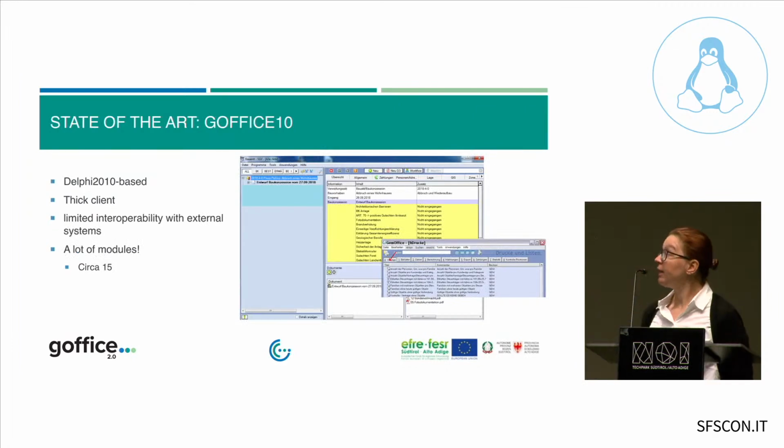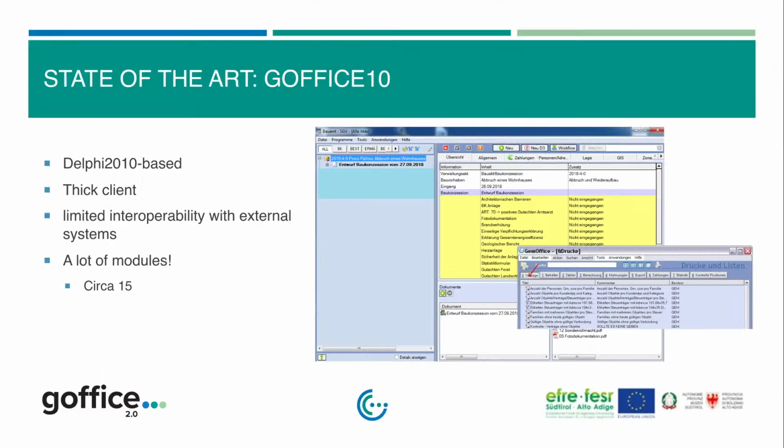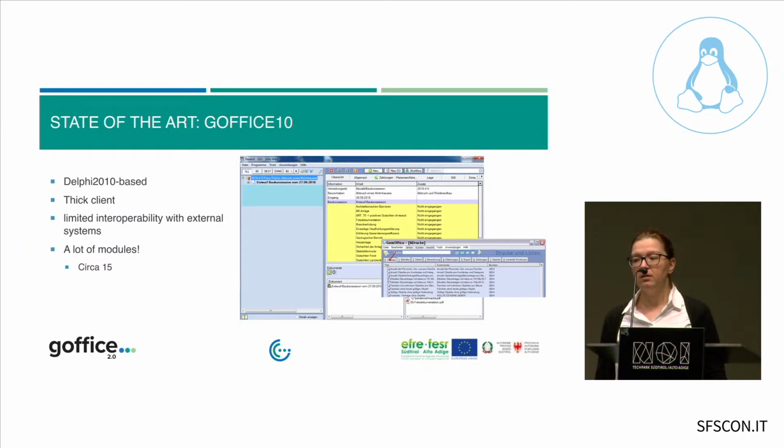This is the state of the art. We are starting from here. This is our oldest and proud child, GovIS 10. And this is a thick client-server based software developed in Delphi 2010. And it has a limited operability with external systems because it is a thick client. And it has a lot of modules, circa 15 modules.